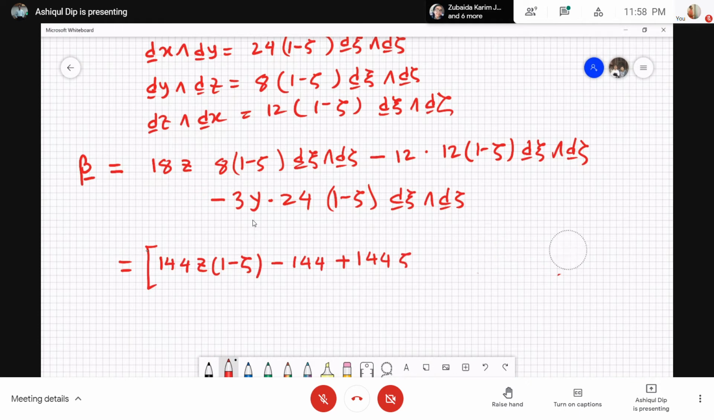Then here, 24 times 3. Oh, sorry, no, it's 72. 72y into (1 minus zeta). Then we have d xi with d zeta.